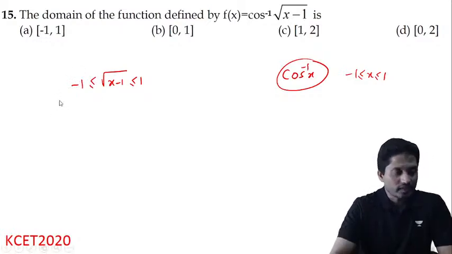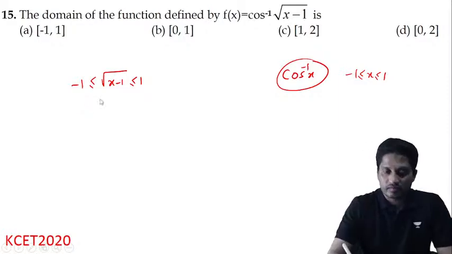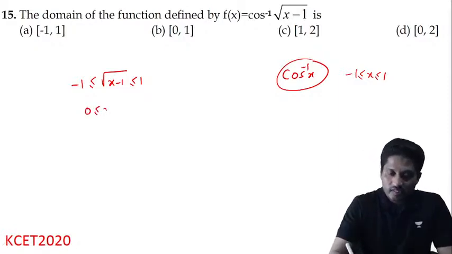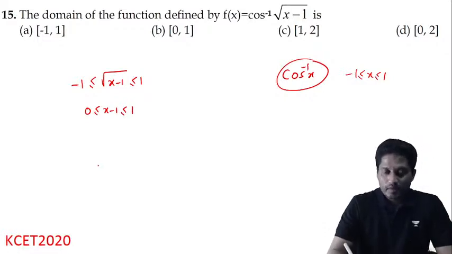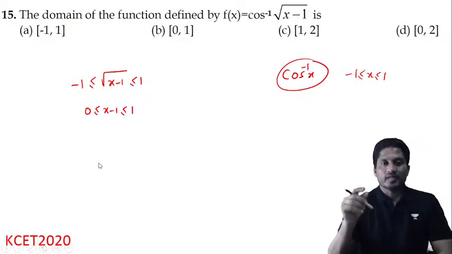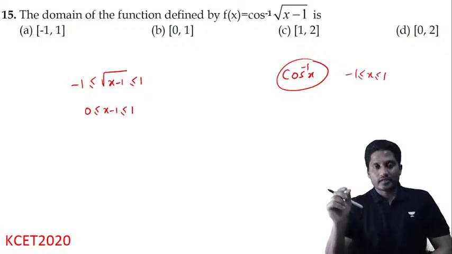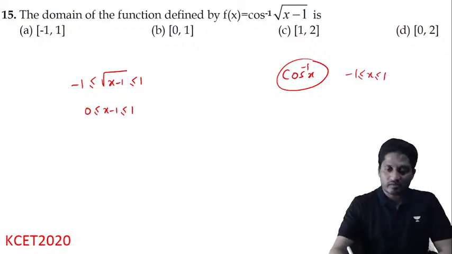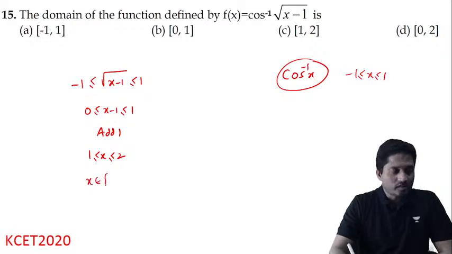If I square throughout, the minimum value of a square is 0. So 0 is less than or equal to the square, less than or equal to 1. Minimum value of a square is 0. If you square, you get 0 less than or equal to x minus 1 less than or equal to 1. If you add 1 throughout, you get 1 is less than or equal to x less than or equal to 2. So x belongs to the closed interval [1, 2].